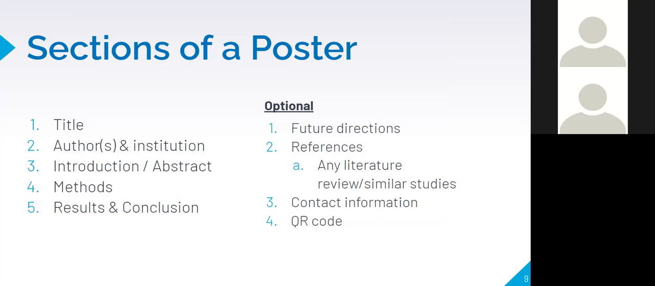So the required sections would be titles, authors, institution, introduction, abstract, methods, results, conclusions. Now, optionally, you can add some other parts to your poster if you feel is necessary. So this can be future directions, references, so if you used any literature or similar studies that you wanted to note in your presentation, contact information, so that the person could relay any additional questions to you.